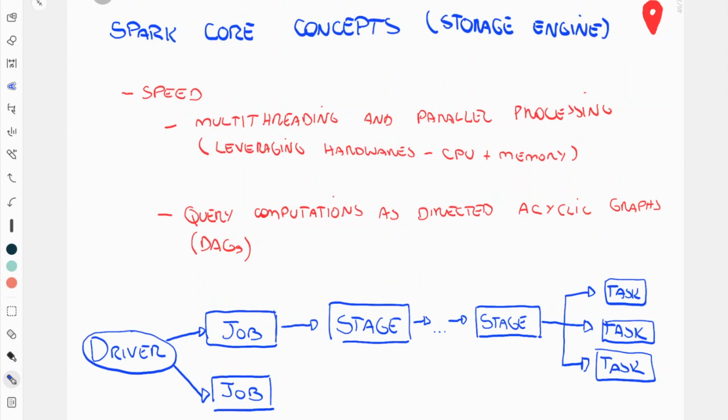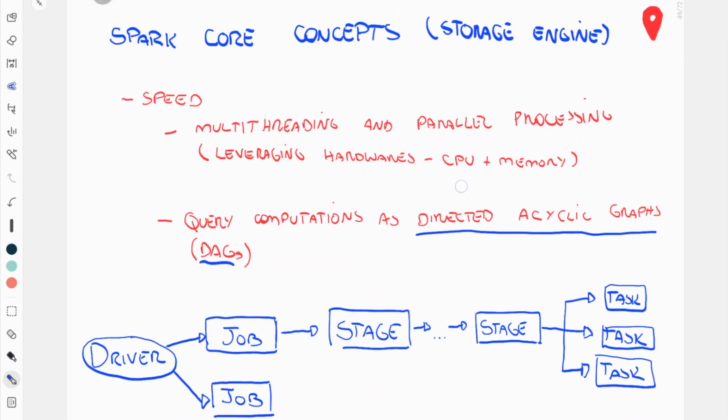Spark leverages the hardware, the CPUs and its memory, to do multi-threading and parallel processing of the data instead of doing it serialized. And the query computations are directed acyclical graphs. That is, you only go onwards, it's directed, and it doesn't go back. So you have this kind of structure. This is a simple example of what directed acyclical graphs, DAGs, are.